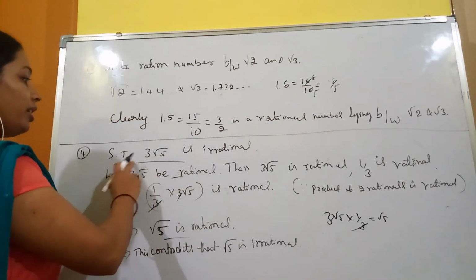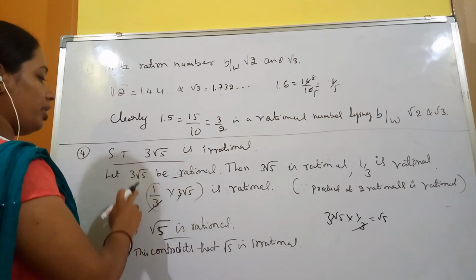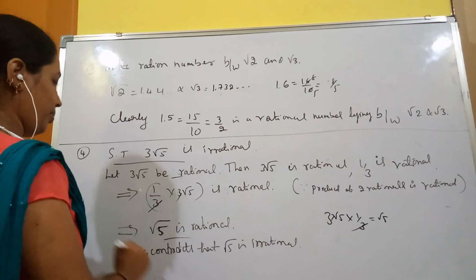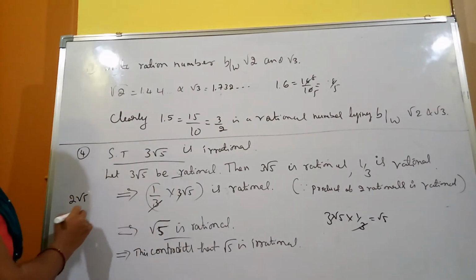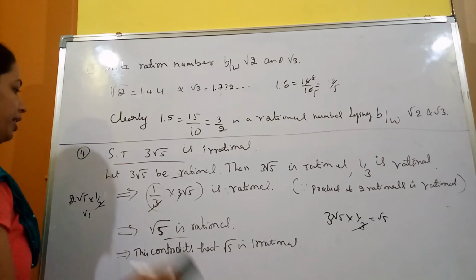I'll explain once again. Show that 3 root 5 is irrational. How to show 3 root 5 is irrational? If they give, for example, another problem, find out 2 root 5, then what you have to do? Multiply with 1 by 2. 2 gets cancelled, we'll get root 5. Any number they can ask.